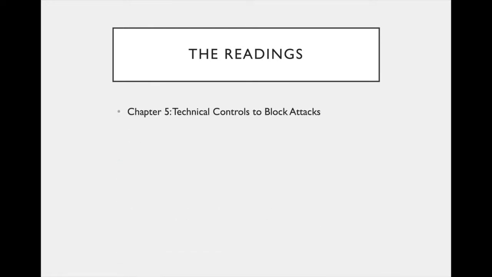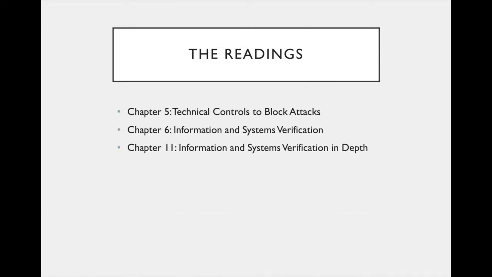Chapter 5 discusses technical controls to block attacks, while Chapter 6 discusses information and systems verification. Chapter 11 is an extension of Chapter 6, and you should read them together. Chapter 11 is a fairly short chapter that simply fleshes out the information in Chapter 6.